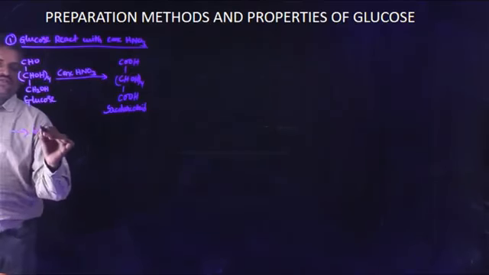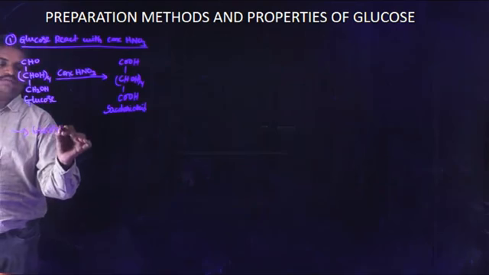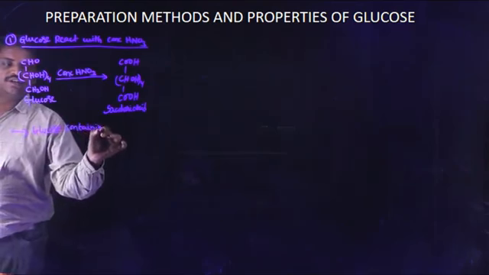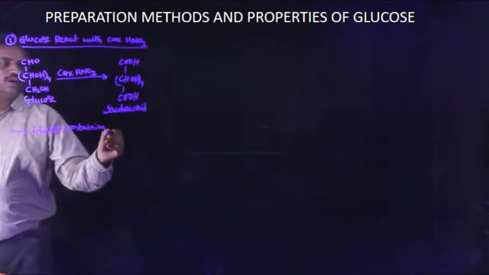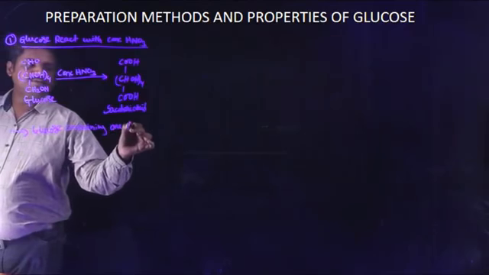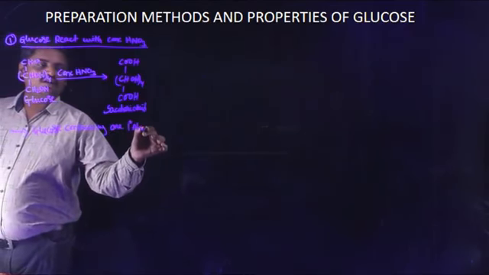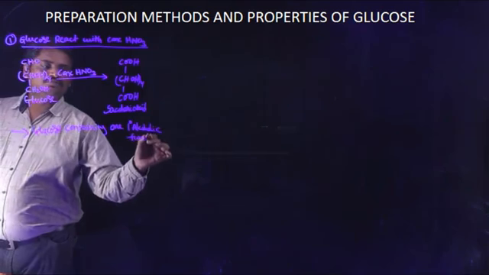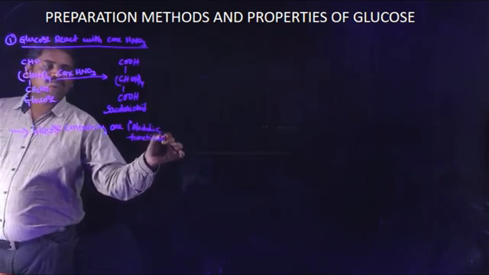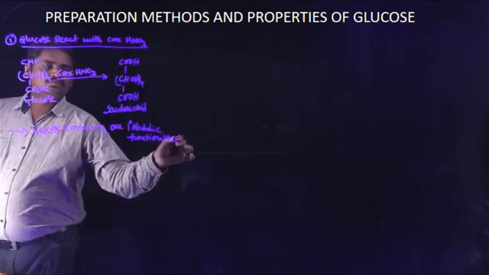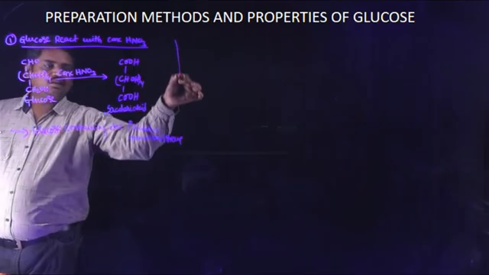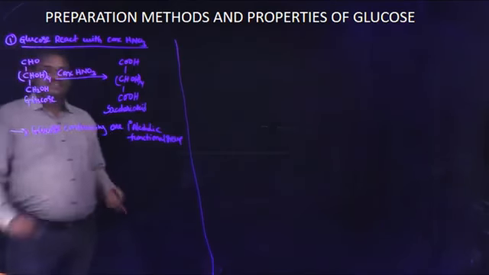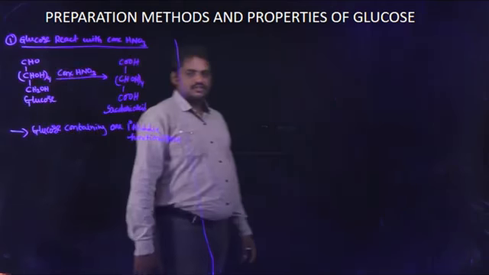that glucose contains one primary alcoholic functional group. One primary alcoholic functional group. Okay, this is the importance of this reaction.